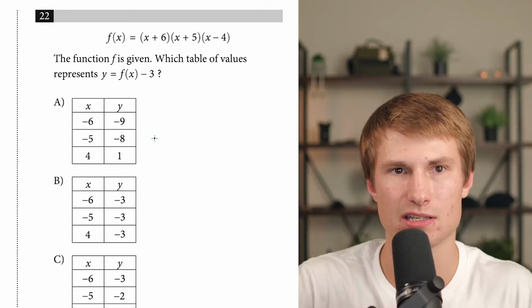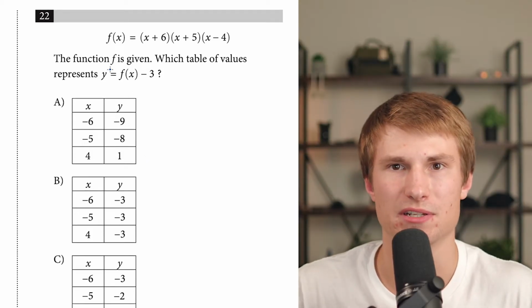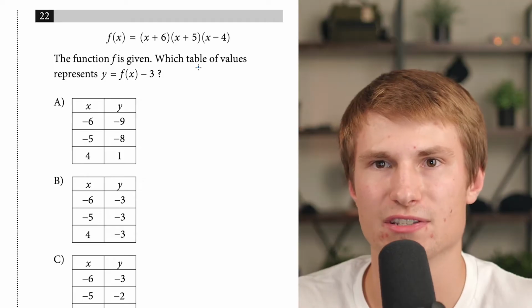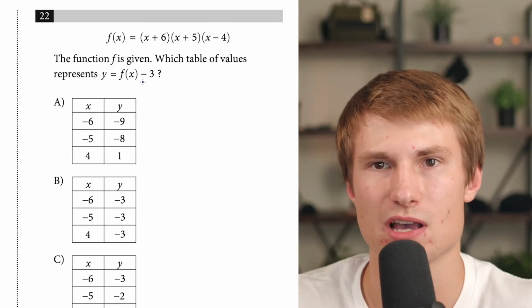I know you can't see answer choice D right now, but I'll scroll down as we need to. You've got 22, function f is given. Which table of values represents y equals f of x minus 3?